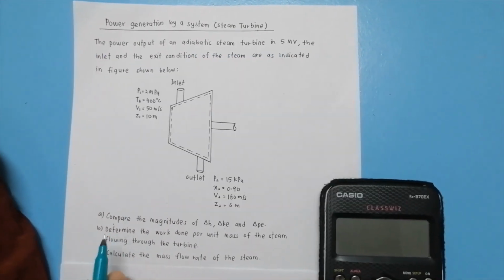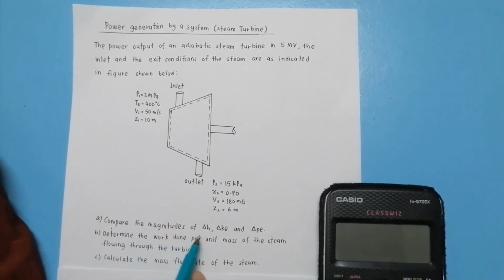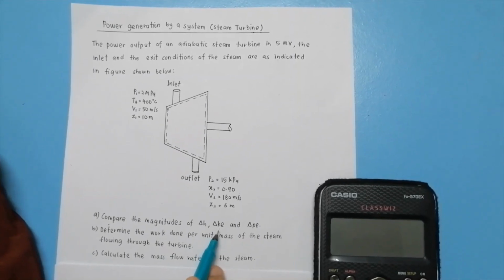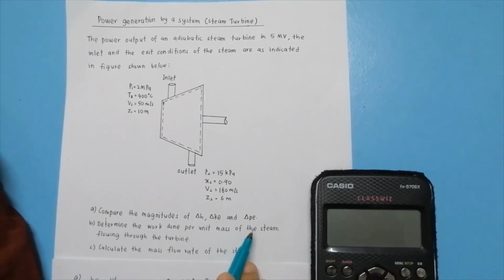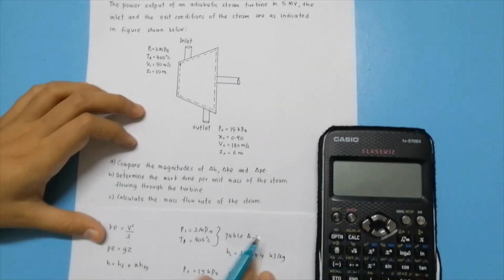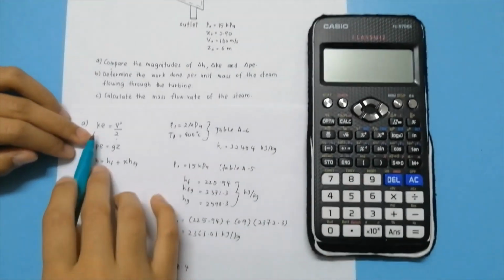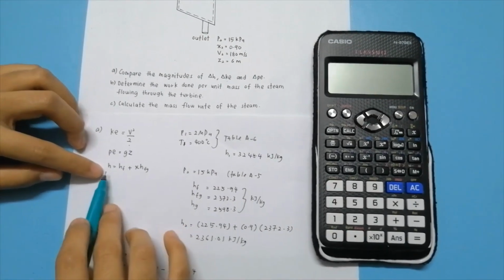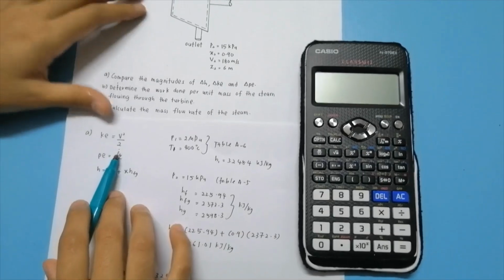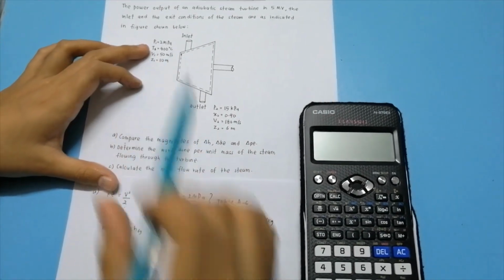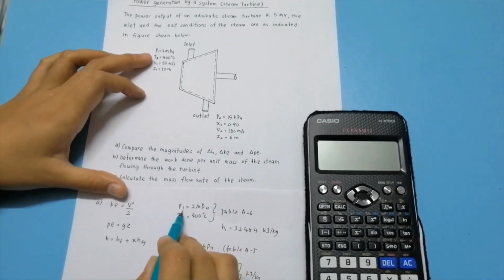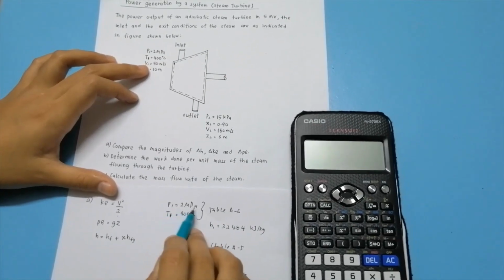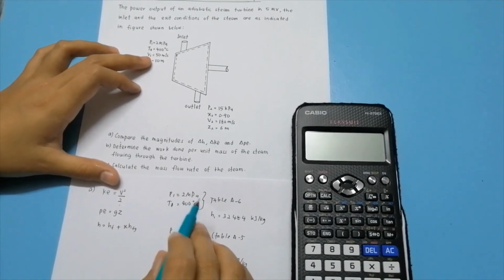Okay, the question is, we have to compare the magnitudes of change of enthalpy, change of kinetic energy, and change of potential energy. So we have the formulas for kinetic energy, potential energy, and enthalpy. At first, we look at the inlet. The information given is pressure 1 and temperature 1, which are 2 MPa and 400 degrees Celsius.